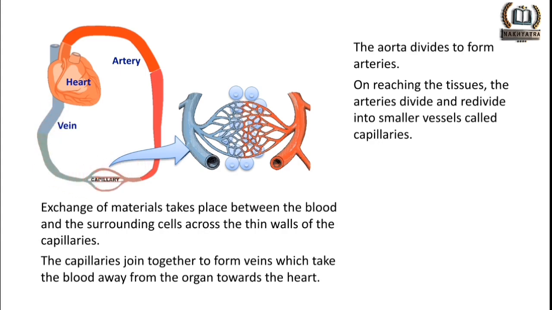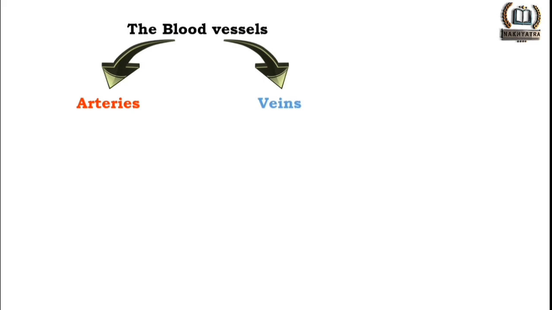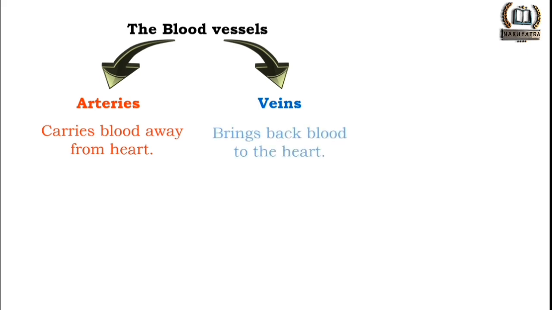It carries the blood from the organ towards the heart. Now see here the blood vessels. So there are two types of blood vessels. One is the arteries and the other one is veins. So basically arteries carry blood from the heart, whereas veins bring back blood to the heart.